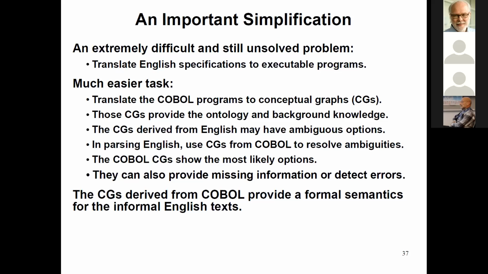And they took the more complex structure of COBOL. Even though it's more complex than English in its underlying semantics, it's more precise than English, so that you can have an exact parsing which is unambiguous. And then the conceptual graphs from COBOL were used to interpret the English. The CGs derived from COBOL provide a formal semantics for the informal English texts.